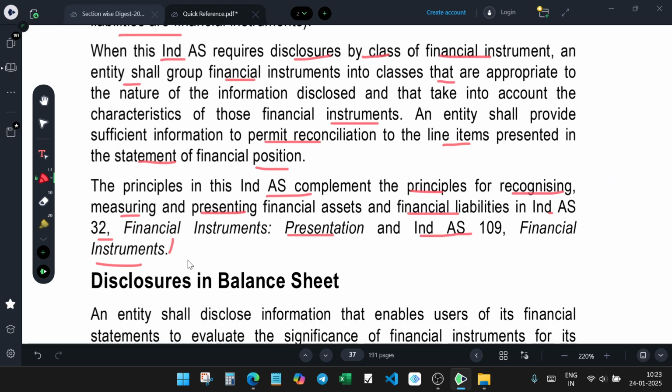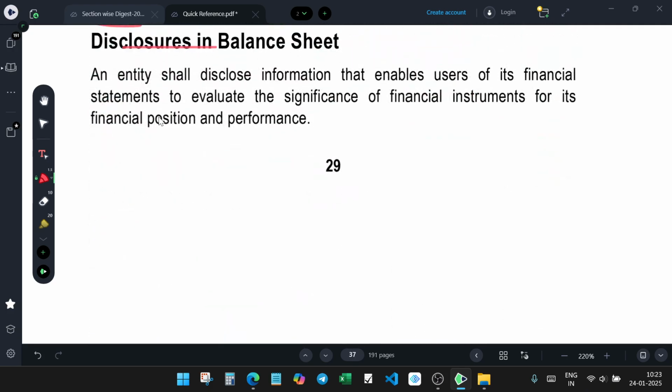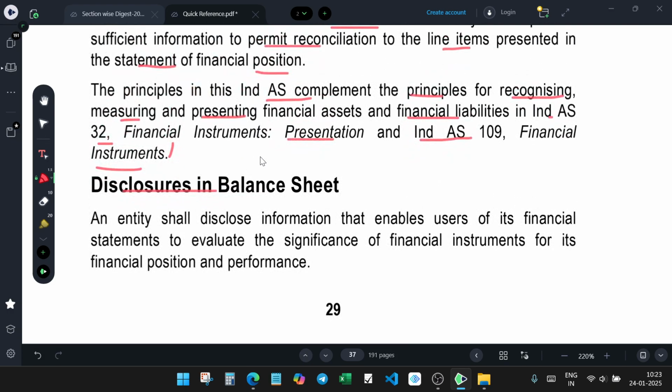NDA 32 or NDA 9 principles need to be applied in these NDAs. Disclosure in the balance sheet: the entity shall disclose. These NDAs will be given separately. If I provide everything in this, it will take such a long time, so I'm going to cover it separately.